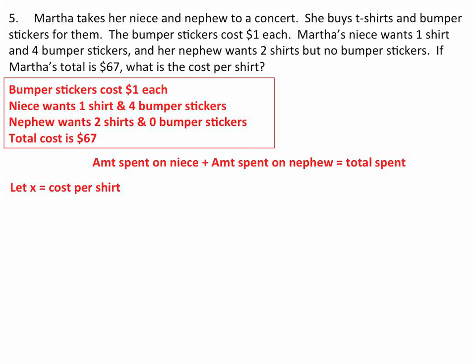X is what we're looking for. We're looking for the cost of the shirt. So we'll let X be the cost of a shirt. So her niece wants one shirt, so 1X plus 4 bumper stickers. Each one costs $1, so 4 times 1. Plus the nephew wants 2 shirts, so 2X plus 0 times the number plus $1 for the bumper sticker. So that's going to do 0 right there. Equals total amount spent $67. So this 2-piece here is the niece, and then these 2 pieces here would be the nephew. So then from there, I'm just going to clean up what I can.